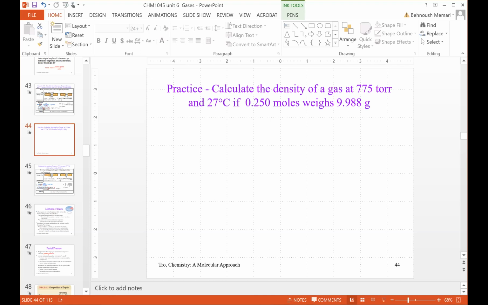We have to change the torr to ATM and C to Kelvin, perfect. So plus 273, and then this divided by 760. And do we have the volume?